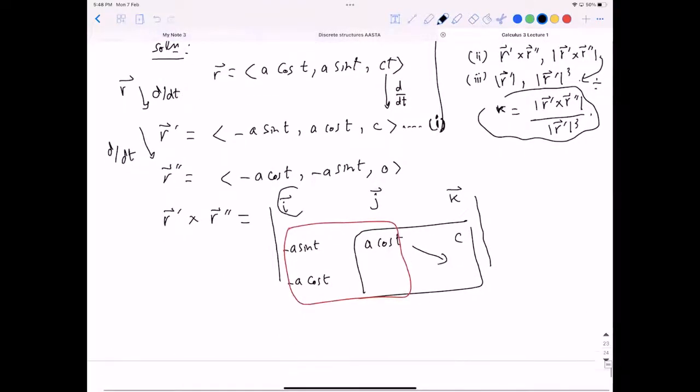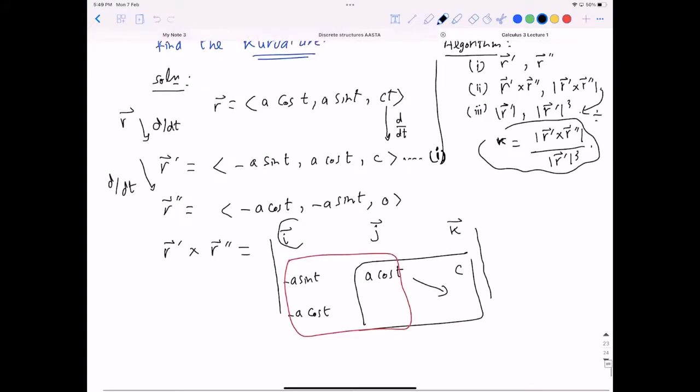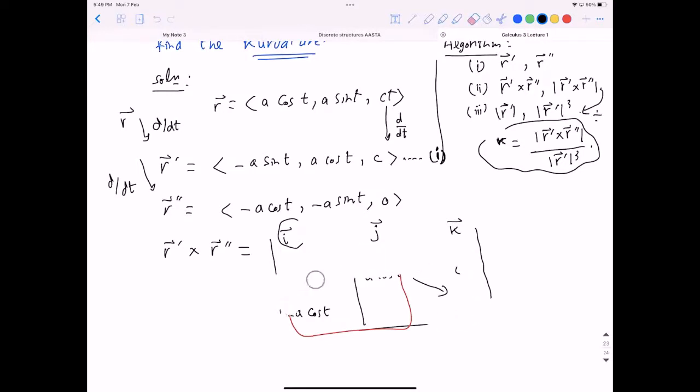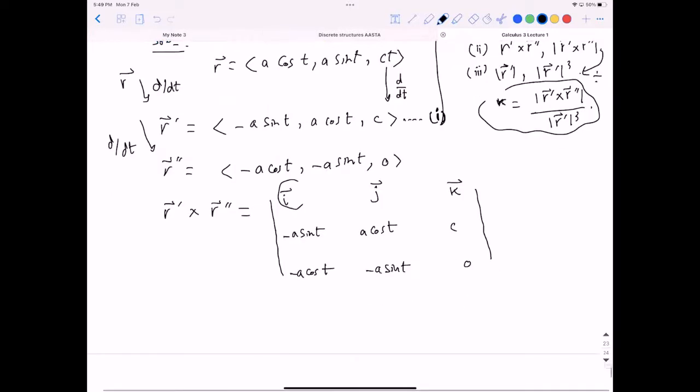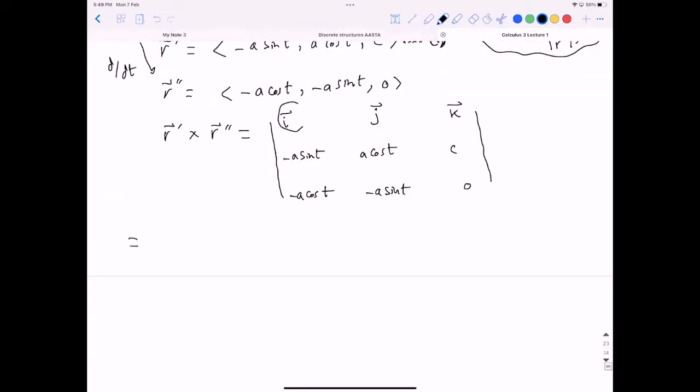Okay, so let's find the cross product of the two vectors, as I mentioned, with the ijk determinant. Let's copy the components from the ones we calculated. ijk. The components of R prime: negative A sine T, A cosine T, C. Components of R double prime: negative A cosine T, negative A sine T, and 0. How to compute this new vector?